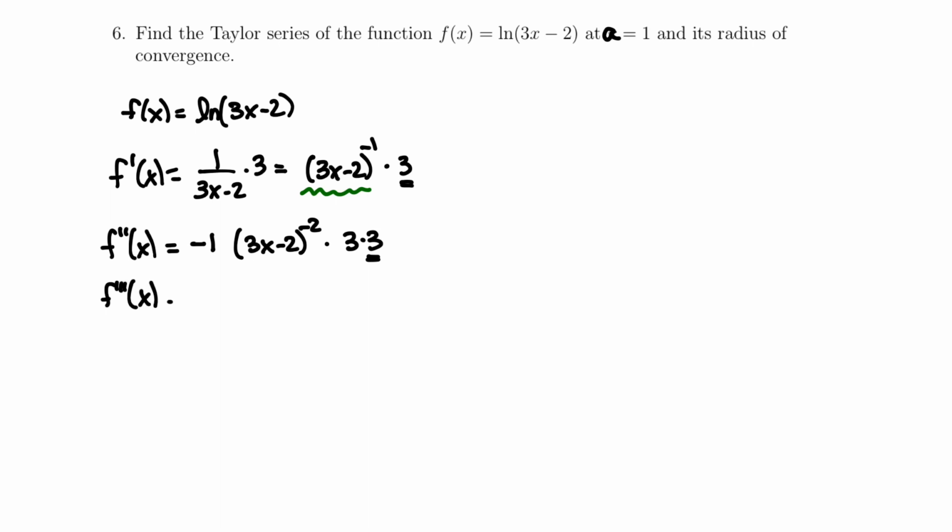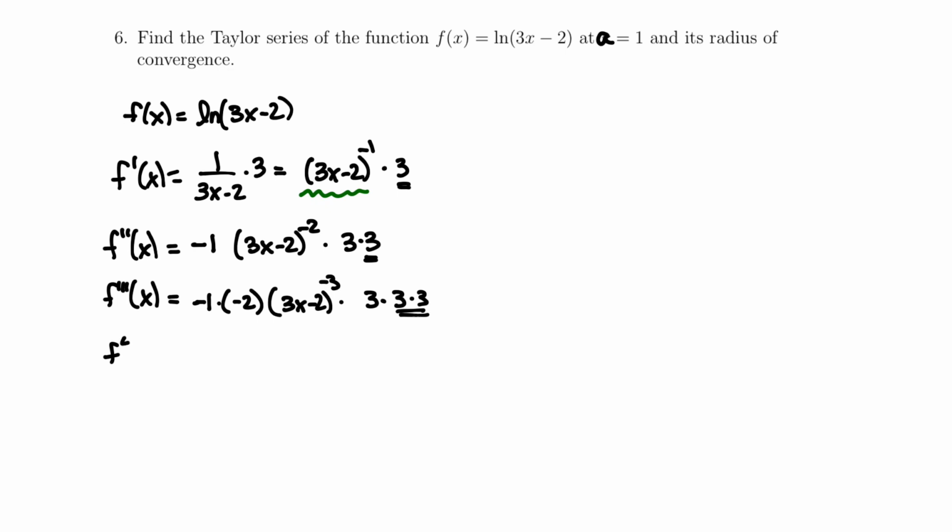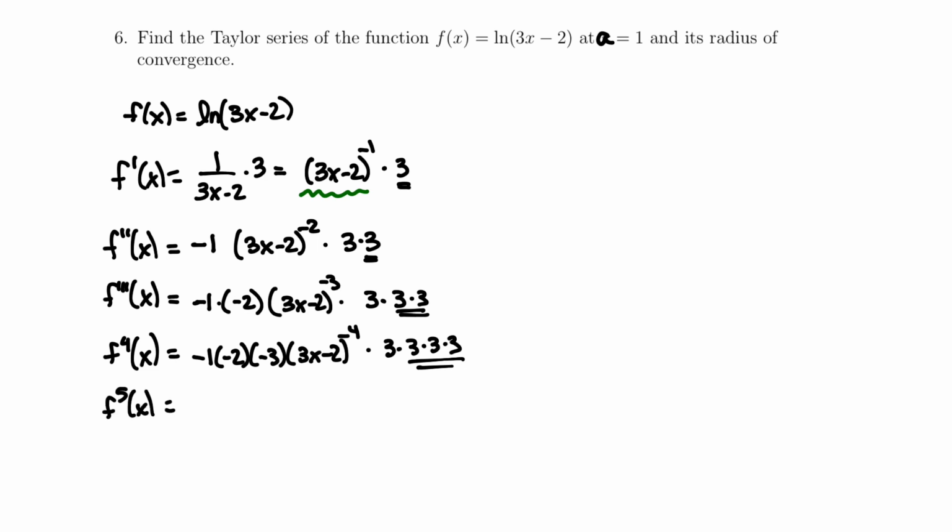Third derivative is negative 1 times negative 2 times 3x minus 2 to the negative 3. Derivative of the inside, but now take what I already had last time. Fourth derivative is negative 1 times negative 2 times negative 3, times 3x minus 2 to the negative 4, 3 times, and now I had these guys already. So there's a pattern. There's an absolute pattern that's developing.